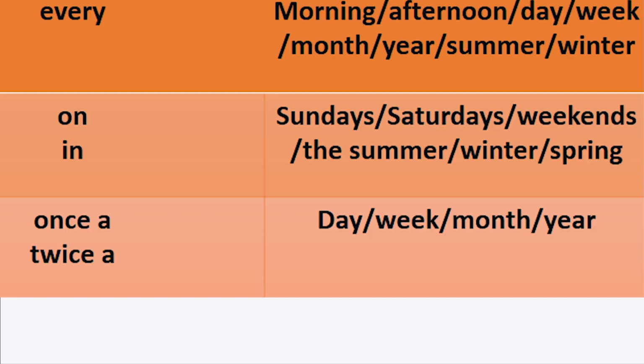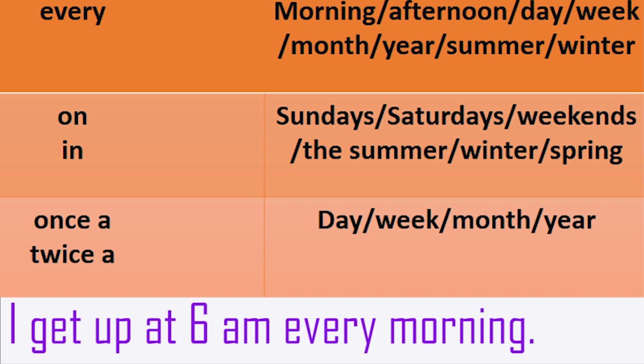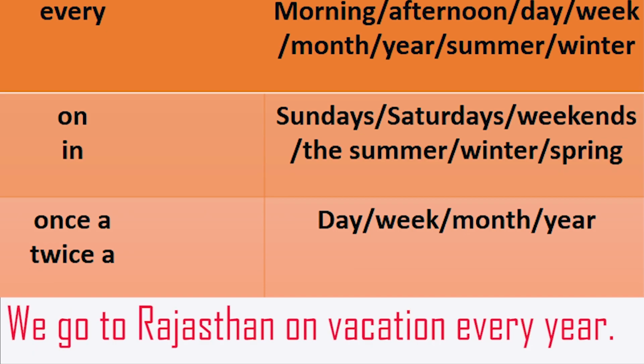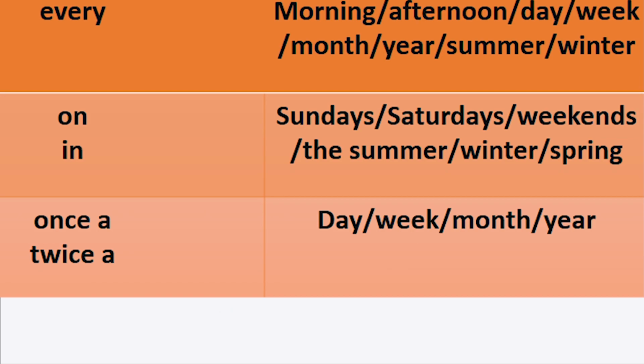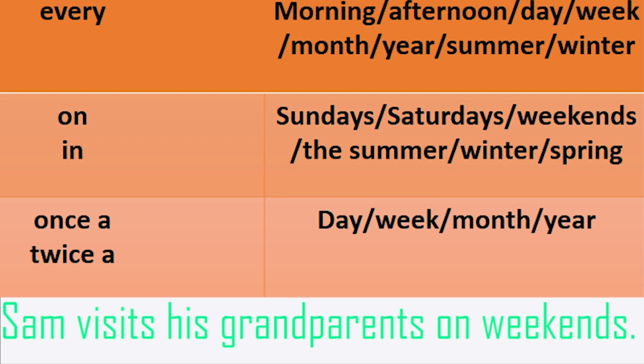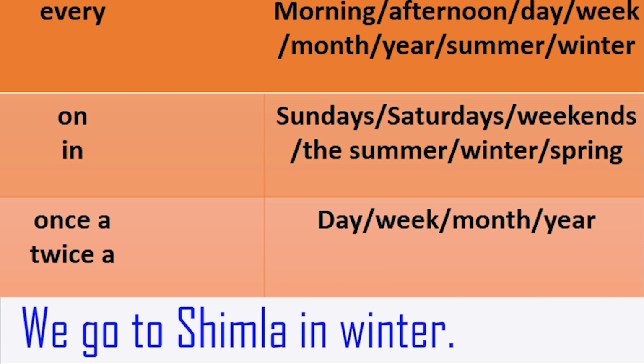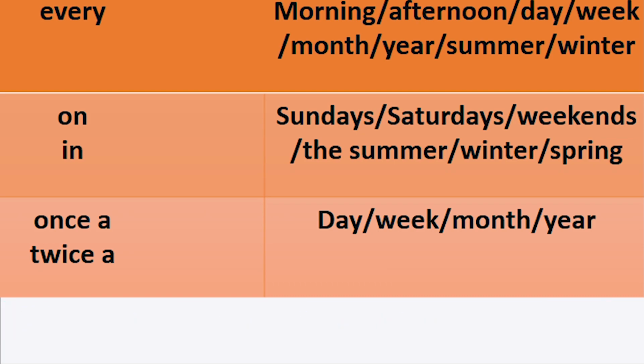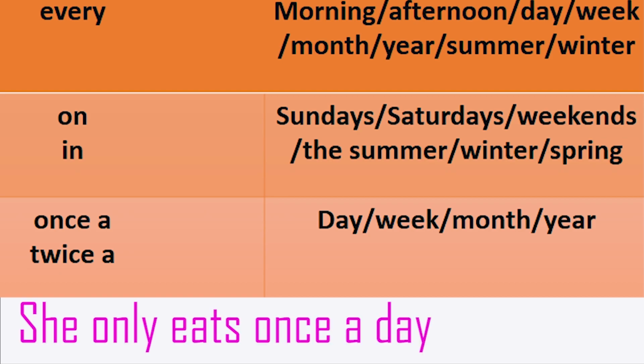The word like every is quite common in phrases like every morning, afternoon, every day, week, month, etc. Like I said, I get up 6 a.m. every morning. We go to Rajasthan on vacation every year. You can also use prepositions like on, in, as in Sam visits his grandparents on weekends, or we go to Simla in winter. And there are expressions like once a year, twice a month, once a day, etc. For example, she only eats once a day.